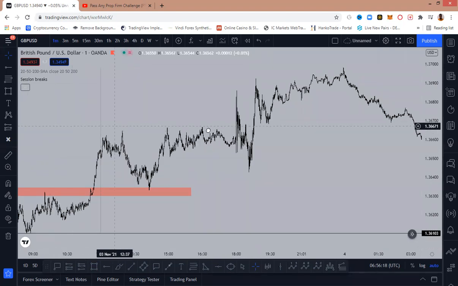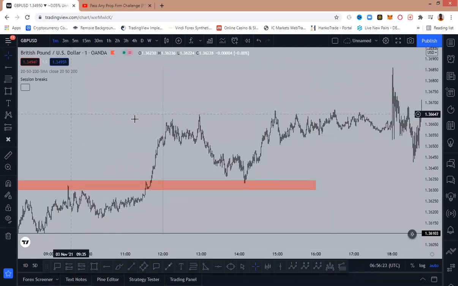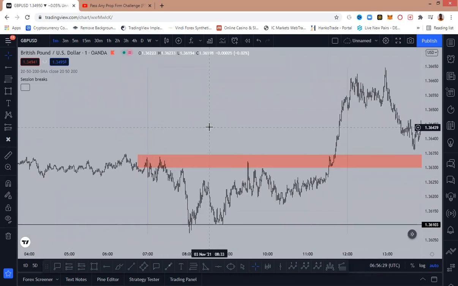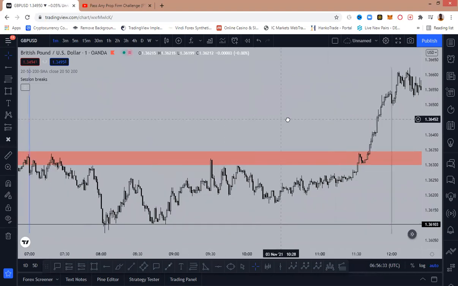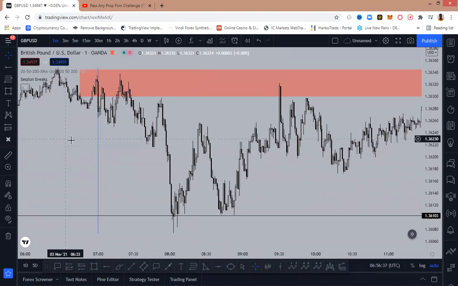And this is how you can always catch trades within sessions. Like during London, you just look for order block. You look for what happened previously, like in the Asian session, what really happened, so that you can know exactly what to look out for. Okay.